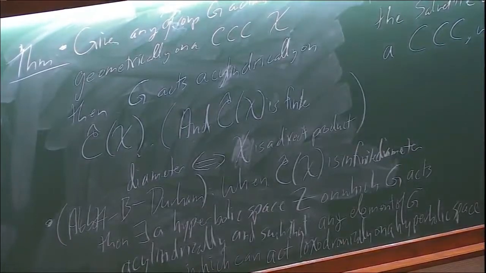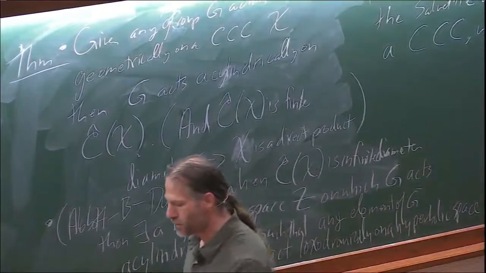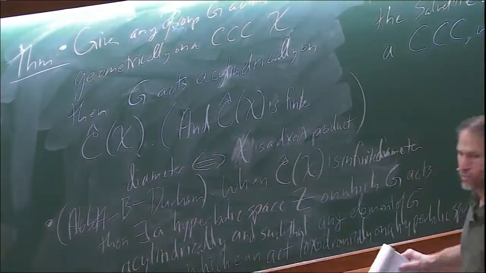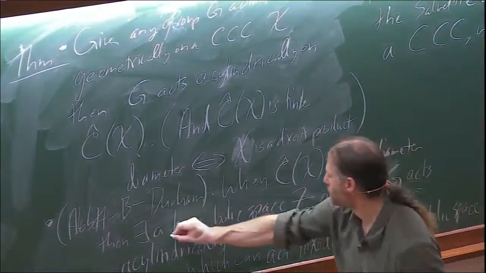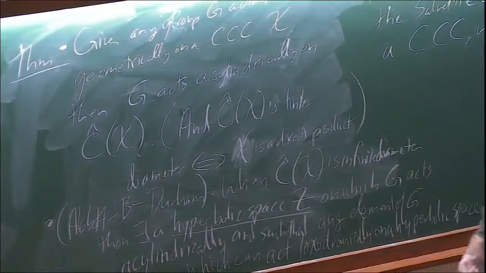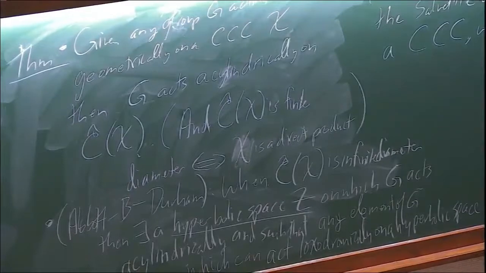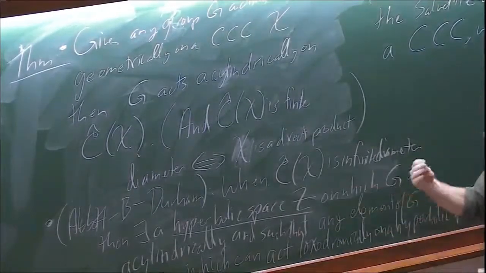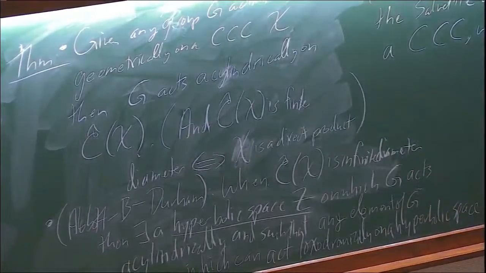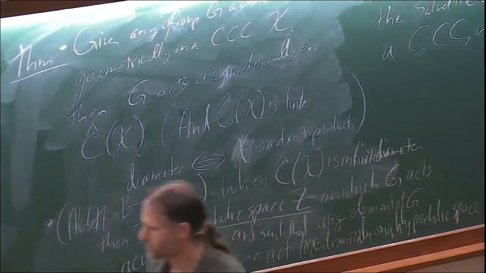Okay, so this is called a universal acylindrical action. These may be different spaces on which different elements act loxodromically, but we built some hyperbolic space where simultaneously any element that did act loxodromically in some acylindrical action acts loxodromically in this particular one. So this is what's called a universal acylindrical action. And maybe there's a place to stop.